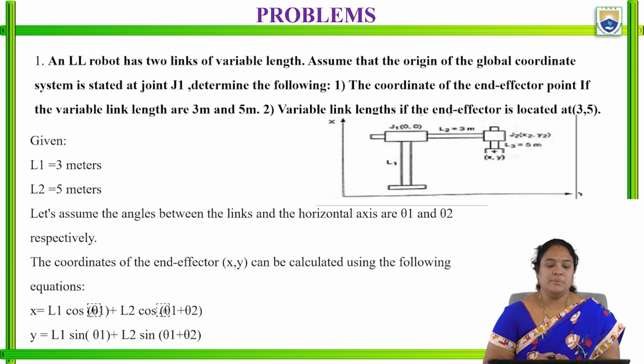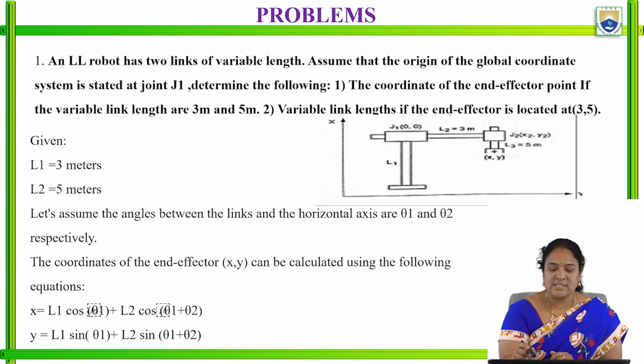Coming to the first problem, as you can see on the screen, the question is: an LL robot has two links of variable length, assuming that the origin of the global coordinate system is at joint 1. Determine the coordinates of the end effector point if the variable link lengths are 3 meters and 5 meters, and also determine the variable link lengths if the end effector is located at (3, 5). You can see this figure.